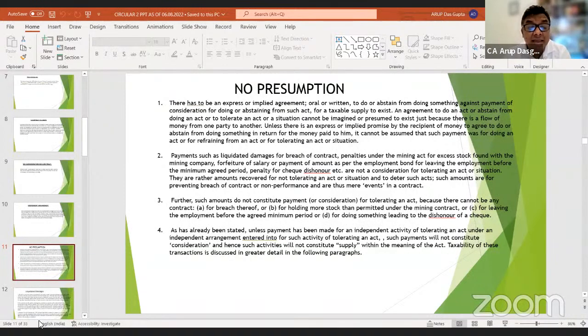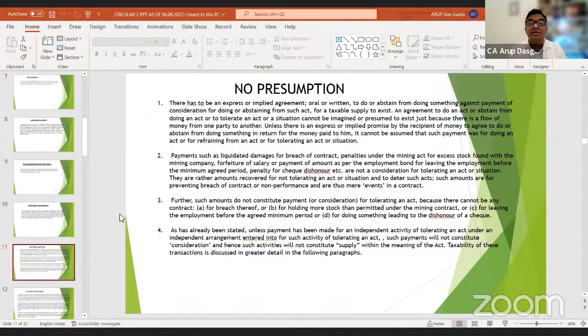As has already been stated, unless payment has been made for an independent activity of tolerating an act under an independent arrangement entered into for such activity of tolerating, such payments do not constitute consideration, and hence such activities will not constitute supply. So if I am doing something in terms of a contract, like payments as liquidated damage for breach of contract, penalties for excess stock found under the Mining Act, forfeiture of salary for leaving the job, penalty for a bounced check, these are not consideration for tolerating an act or situation. They are amounts received for not tolerating an act or situation or breach of act.